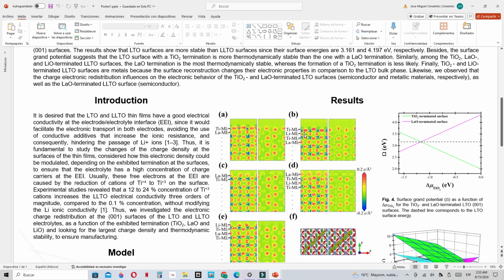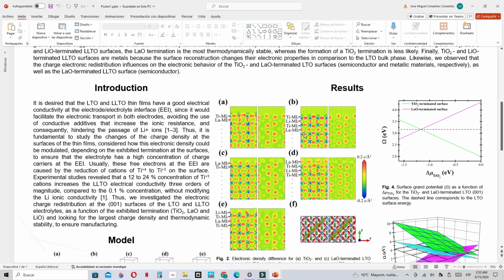Introduction. It is desired that the LTO and LTO thin films have a good electrical conductivity at the electrode-electrolyte interface, since it would facilitate the electronic transport in both electrodes, avoiding the use of conductive additives that increase the unit resistance and consequently hinder the passage of the lithium ions.